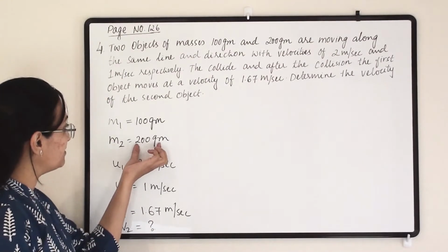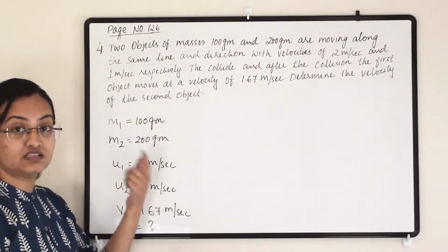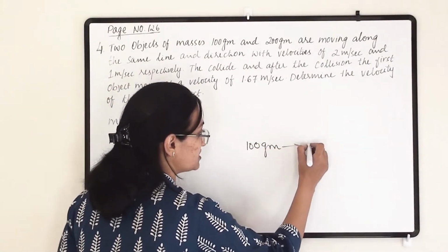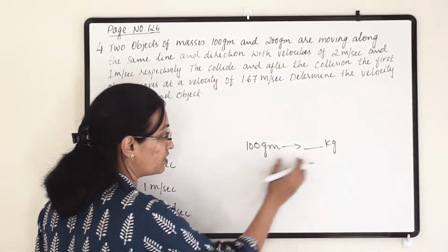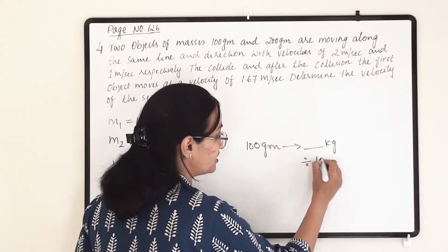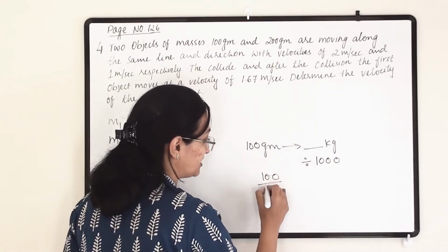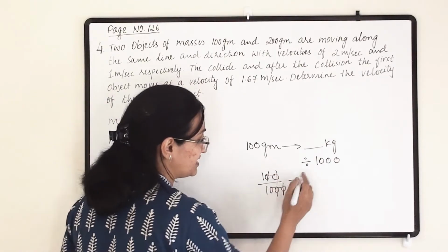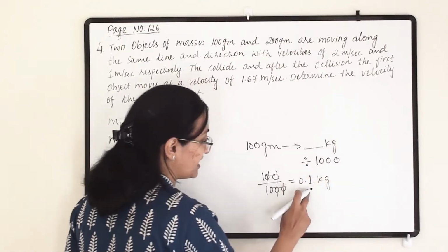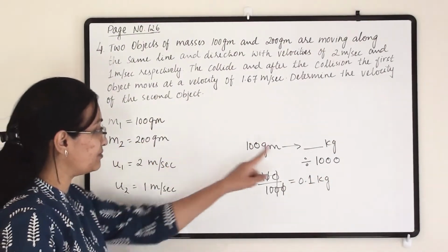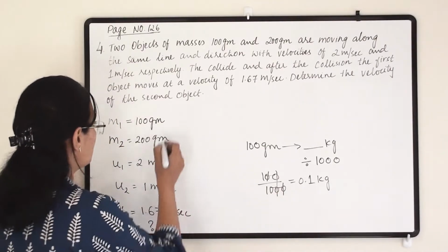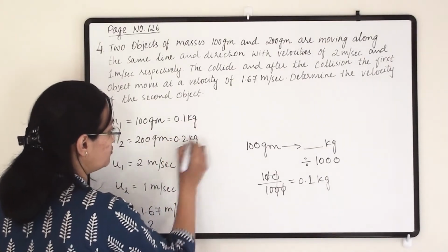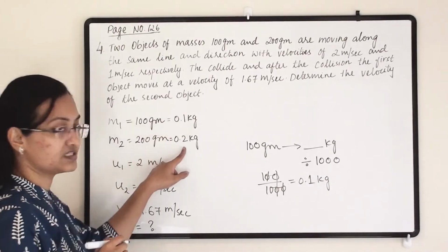Now here the masses they have given are in grams. We need to convert them into kg. When we go from a smaller unit to a bigger unit, we need to divide by 1000. So 100 divided by 1000, we get 0.1 kg. Similarly, when we convert 200 gram into kg, we get 0.2 kg. So this is going to be 0.1 kg, and this is going to be 0.2 kg. Now we are going to use these masses in our formula.